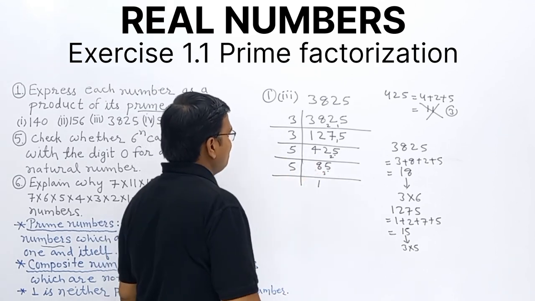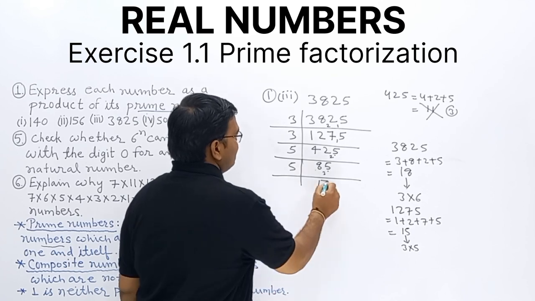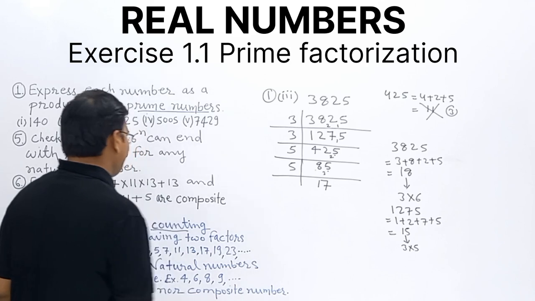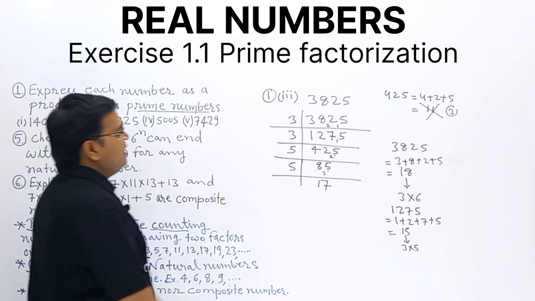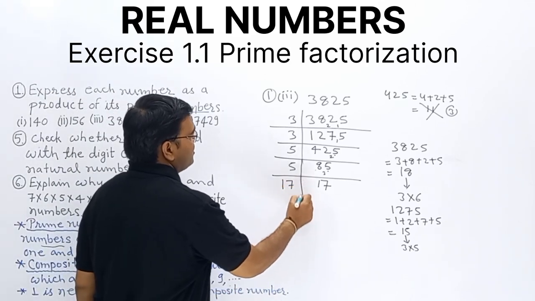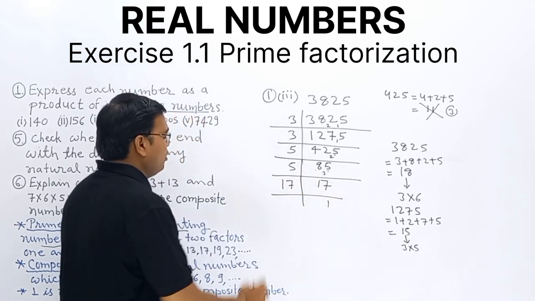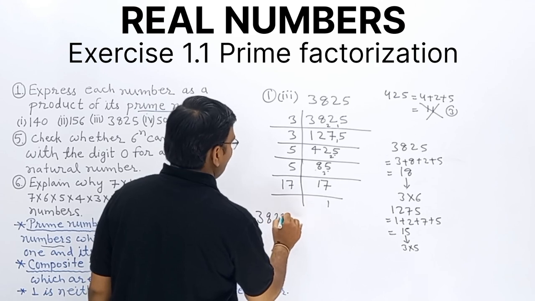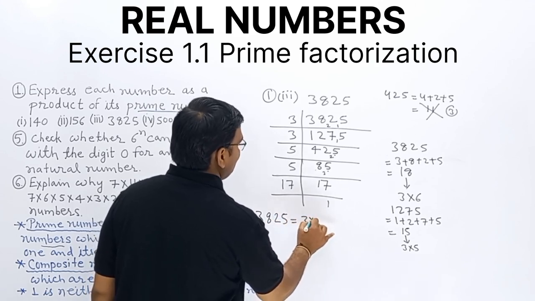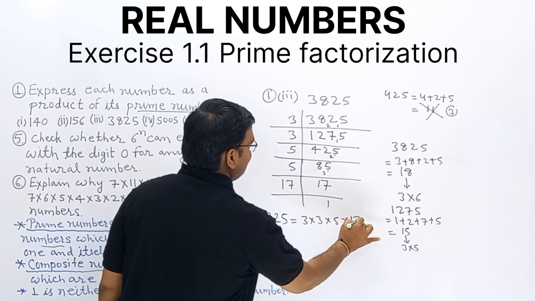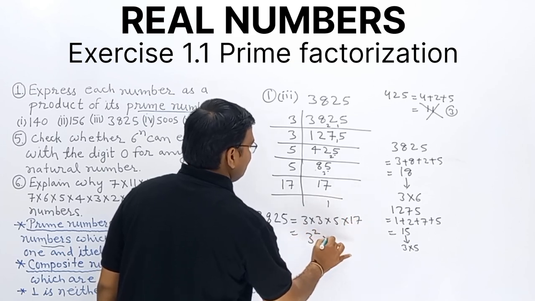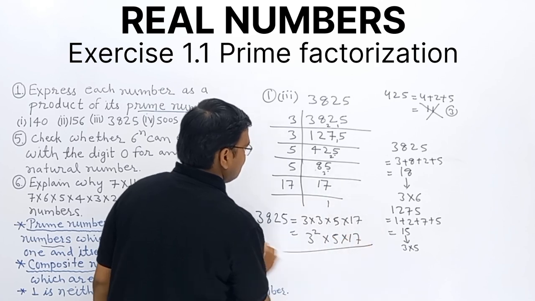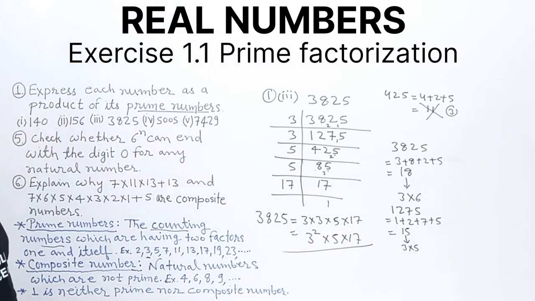How many times am I going with this one? 7 fives are 35. So 17, and 17 is a prime number, so it is divisible by itself. 17, how many times? 1. So the prime factors of 8325 will be 3 into 3 into 5 into 17, and this can be written as 3 square into 5 into 17, and this is the answer of this question.